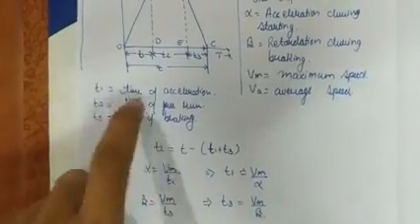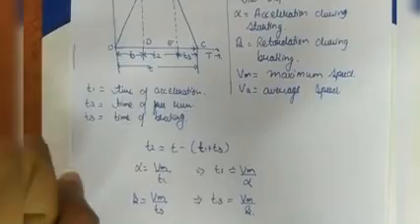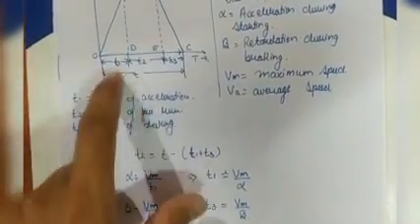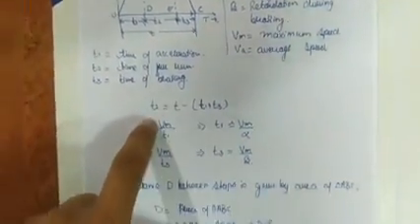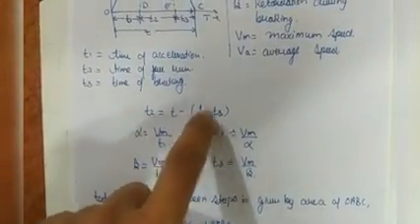And T1 is the accelerating time, T2 is the free run time, and T3 is the braking time. So we can say that the total time T is equal to T1 plus T2 plus T3. So what I'm doing right now is taking out the value of T2, that is equal to T minus (T1 plus T3).